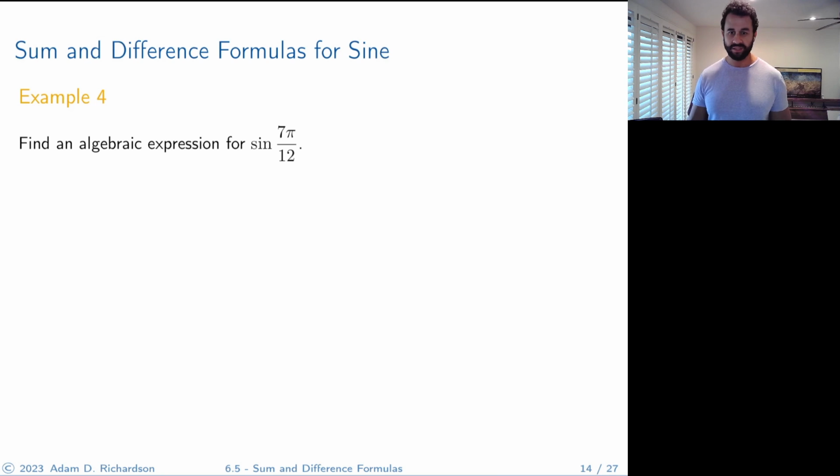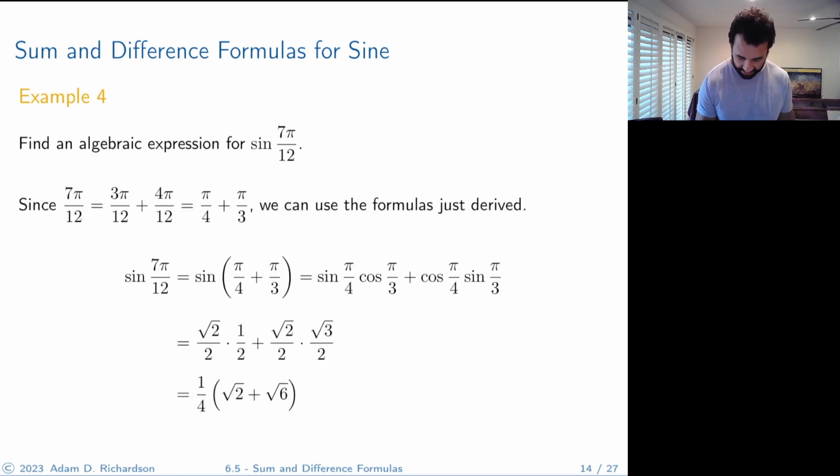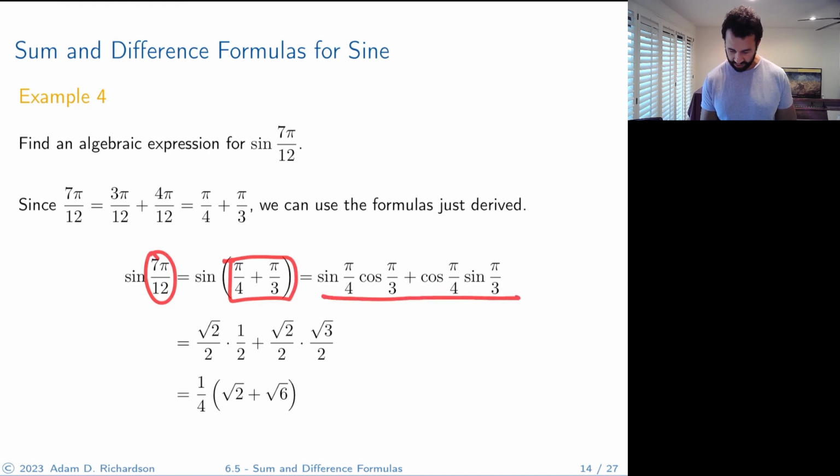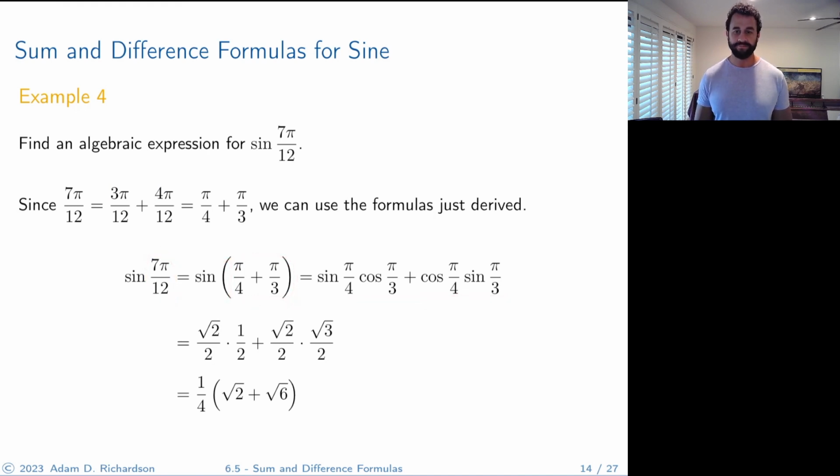All right, let's see one way to do it. If you notice that 7 pi over 12 can be written as 3 pi over 12 plus 4 pi over 12, you might notice that those reduce to pi over 4 and pi over 3. Well, that's great because pi over 4 is a standard angle and pi over 3 is a standard angle, so we can use the formulas that we just derived to write this in an algebraic form instead. So just like we did with cosine, we're going to rewrite sine of 7 pi over 12 as sine of pi over 4 plus pi over 3, and then we're going to use our angle sum formula for sine.